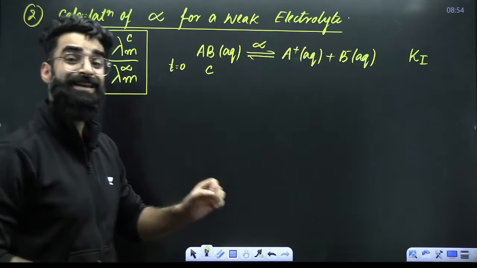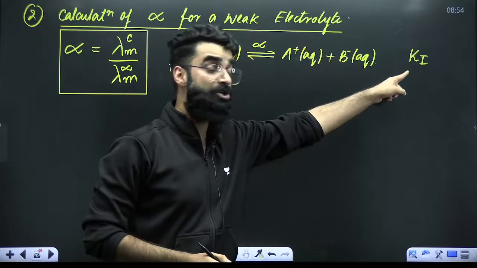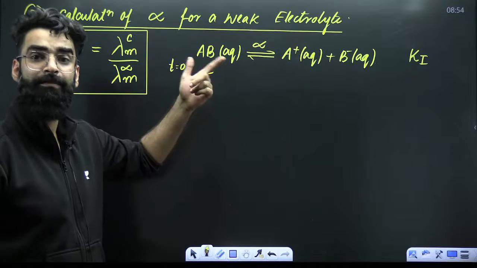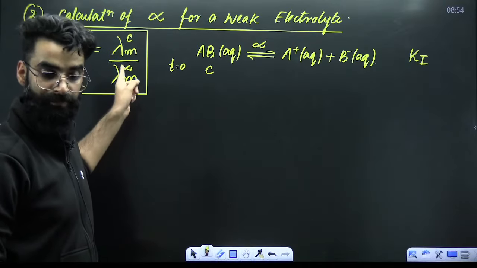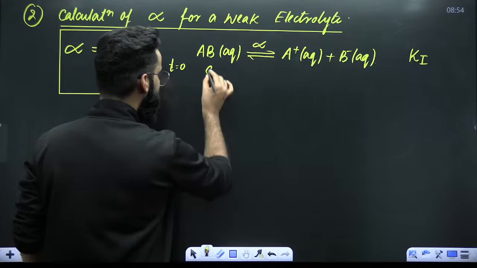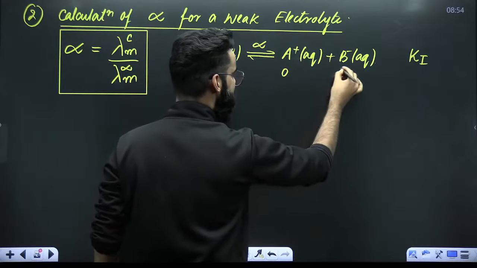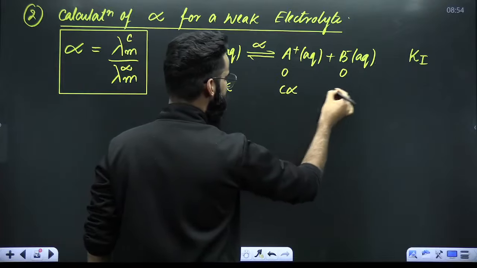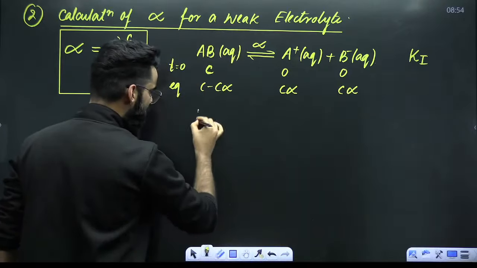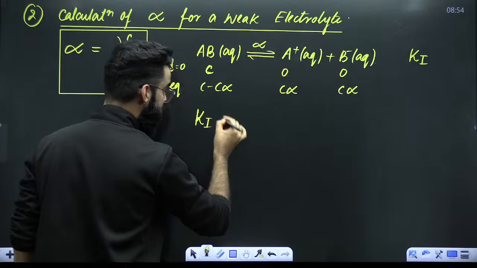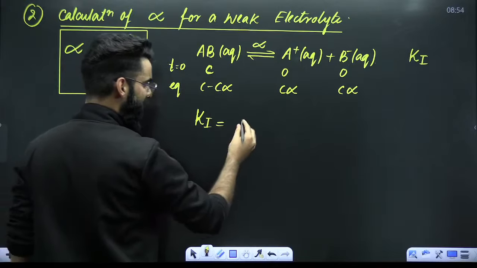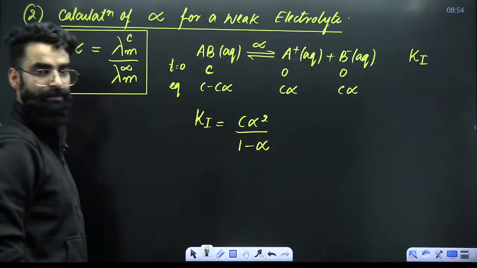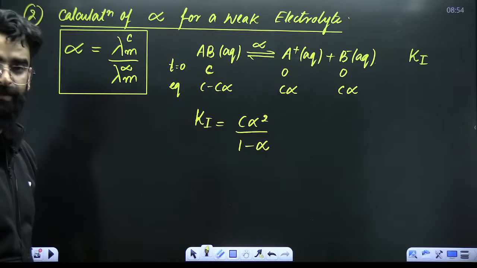My dear students, we can calculate ionization constant of a weak electrolyte in terms of lambda m and lambda naught m. We can do that. How exactly? Dekho. This is C. This has to be 0 initially. Now, at equilibrium, this has to be C minus C alpha. This has to be C alpha. If I want to write the expression for ionization constant of this weak electrolyte, the expression will be simply C alpha square divided by 1 minus alpha.